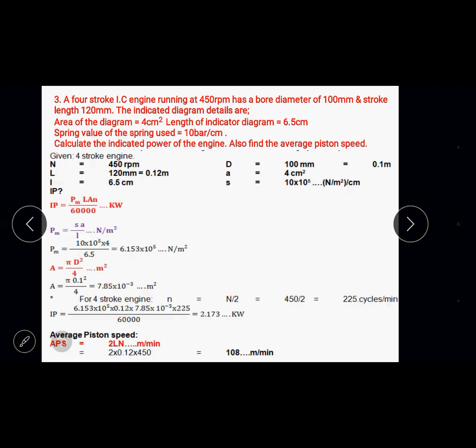Calculate the indicated power of the engine and also the average piston speed.